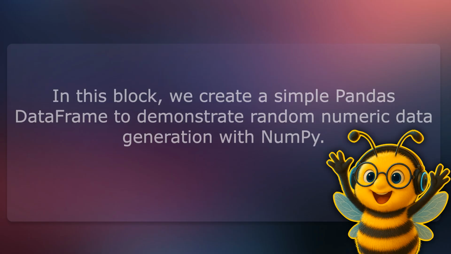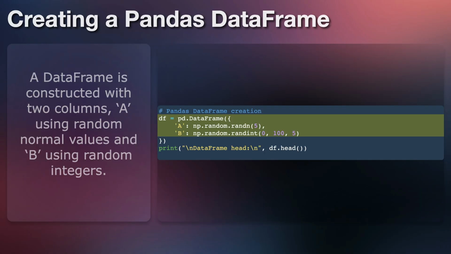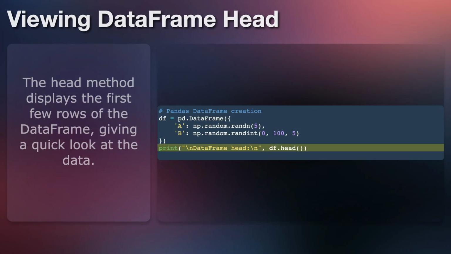In this block, we create a simple Pandas data frame to demonstrate random numeric data generation with NumPy. A data frame is constructed with 2 columns, A using random normal values and B using random integers. The head method displays the first few rows of the data frame, giving a quick look at the data.